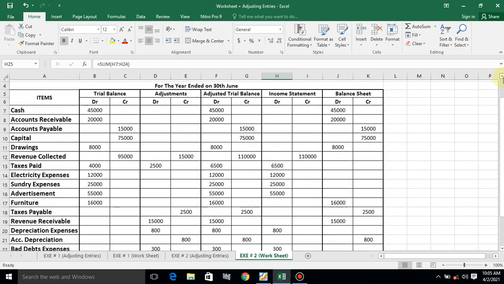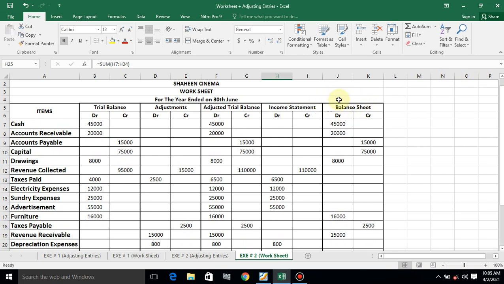Now we have to move towards the balance sheet column, and in the balance sheet column we'll mention only those figures which belong to the balance sheet. So cash belongs to the balance sheet, that's why we have taken 45,000 rupees from the adjusted trial balance. Accounts receivable is also a balance sheet item, so we have taken this figure from the adjusted trial balance. Accounts payable is a balance sheet item, but on the credit side we have mentioned this value. Capital is also a balance sheet item, on the credit side we have mentioned it.